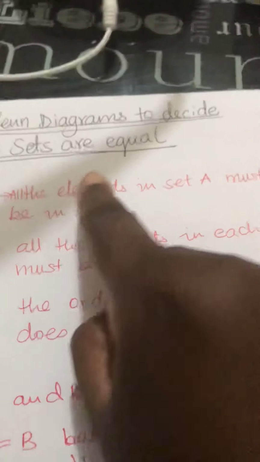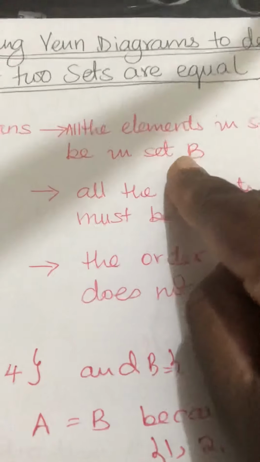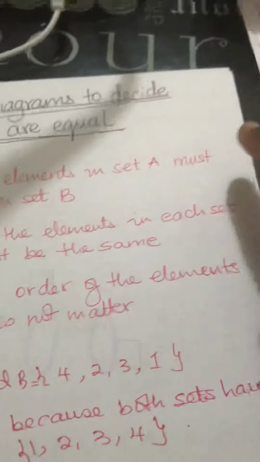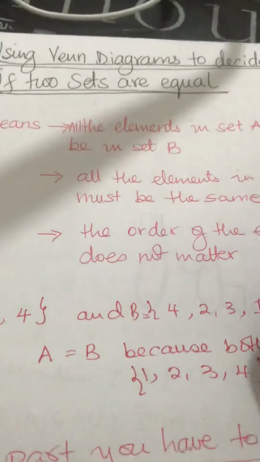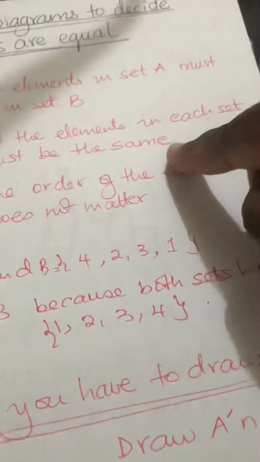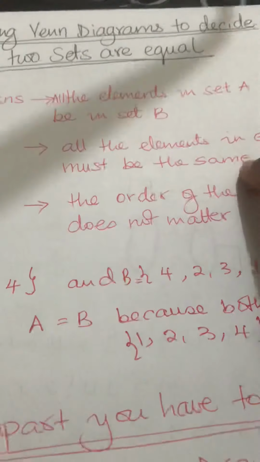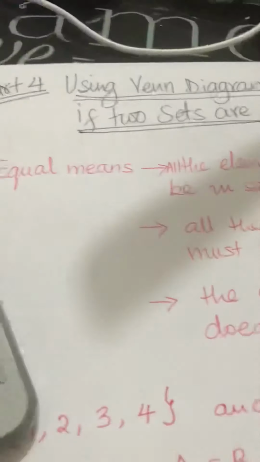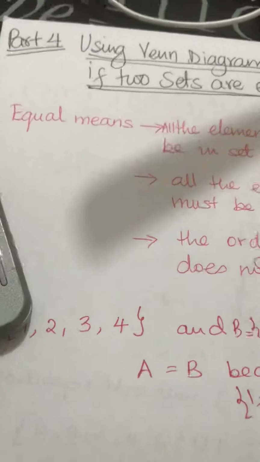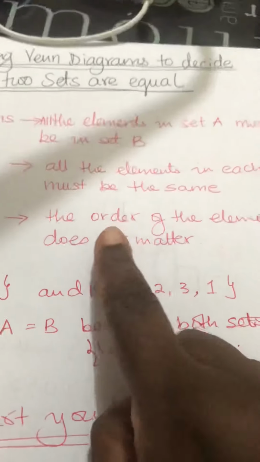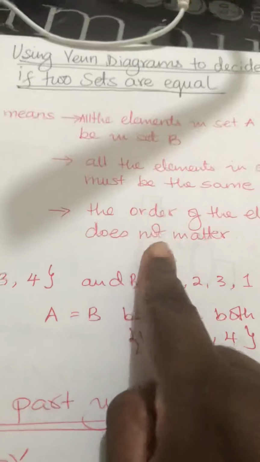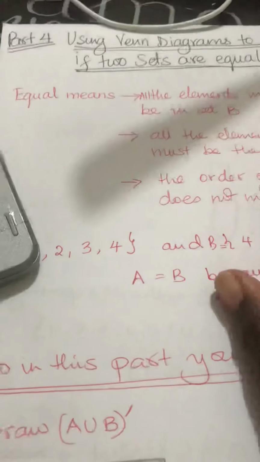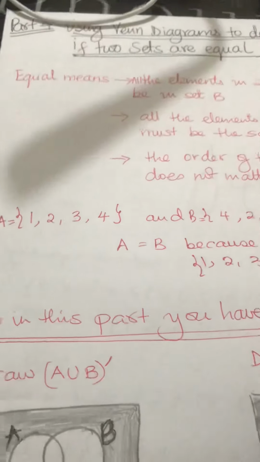Okay? So all elements in set A must be in set B, or all elements in set B must be in set A. So all the elements in each set must be the same. It has to be equal. Equal in number, equal in elements. Okay? The order of the elements does not matter. So, order is not important. All you have to do is they must be the same.